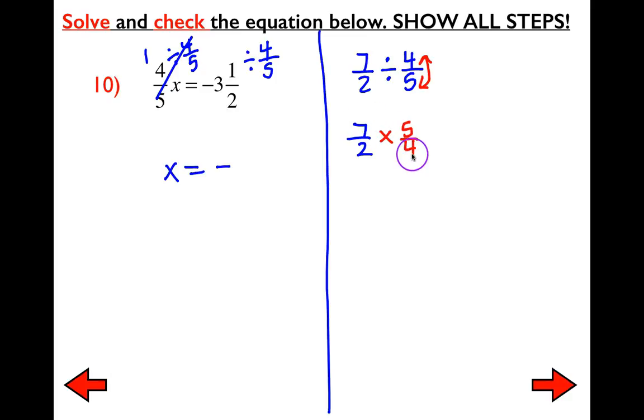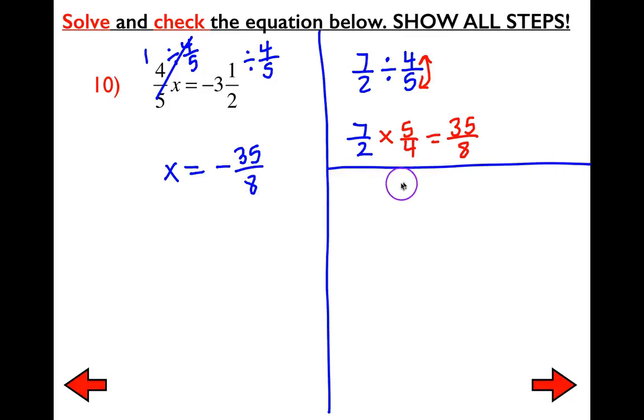I'm going to check to see if I can cross cancel. Nope. Can I cross cancel here? Nope. So it's just going to give me 35/8. Let's double check if we can reduce that. Unfortunately, we can't. So I'm going to put x equals negative 35/8. But again, before we can confidently say that this is our answer, got to check our work.